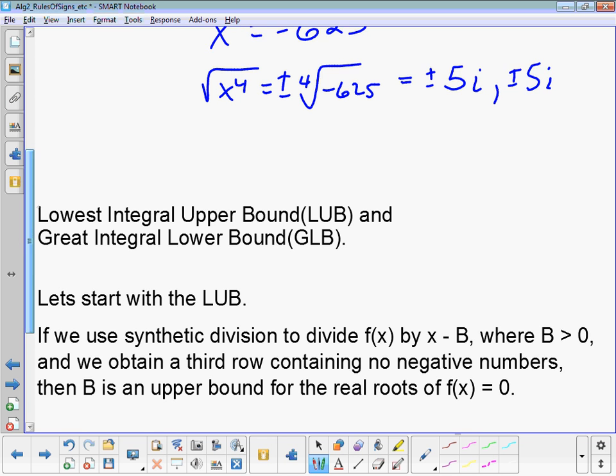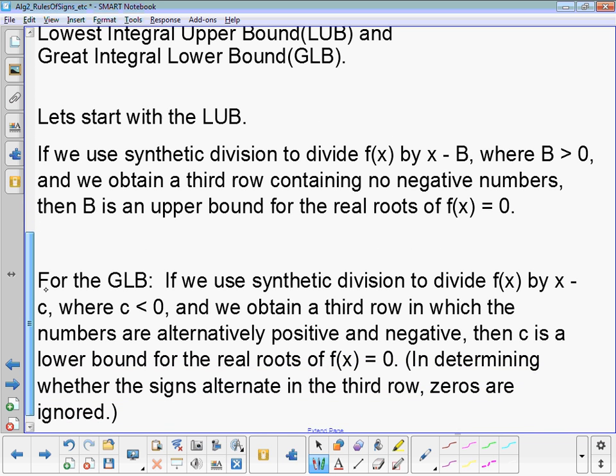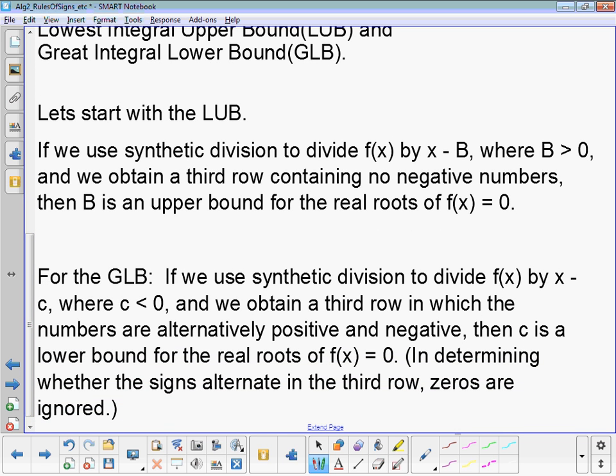Now, let's say we want to do the greatest integer lower bound. Again, we use synthetic division, dividing f of x by x minus c, where c is less than 0, and we obtain a third row in which the numbers are alternately positive and negative. Then c is the lower bound for the real roots of f of x equal to 0. In determining whether the signs alternate in the third row, zeros are ignored. So if there's a 0 in there, you ignore it. We just look for alternating signs. Okay, so those are the two things.